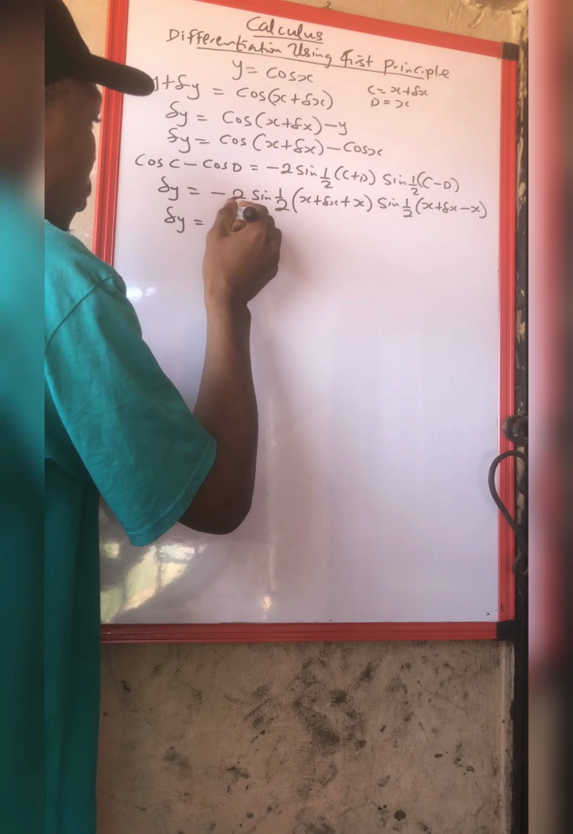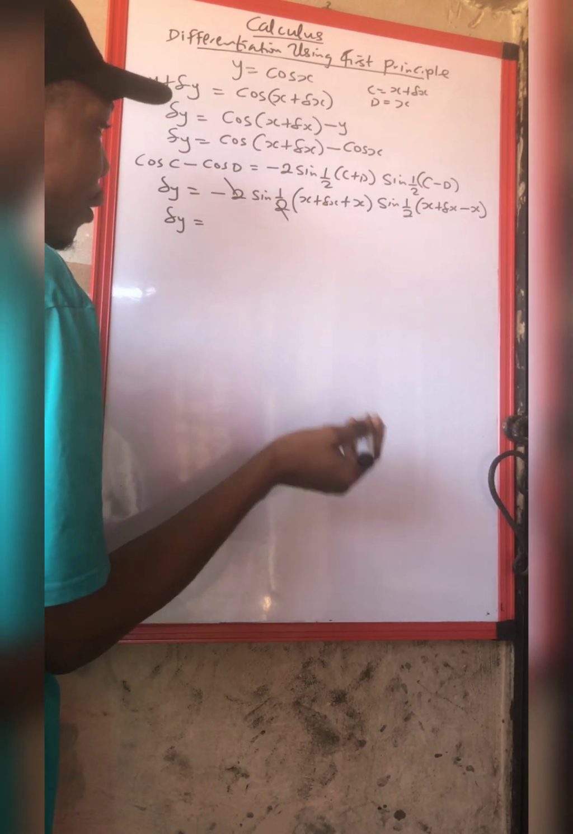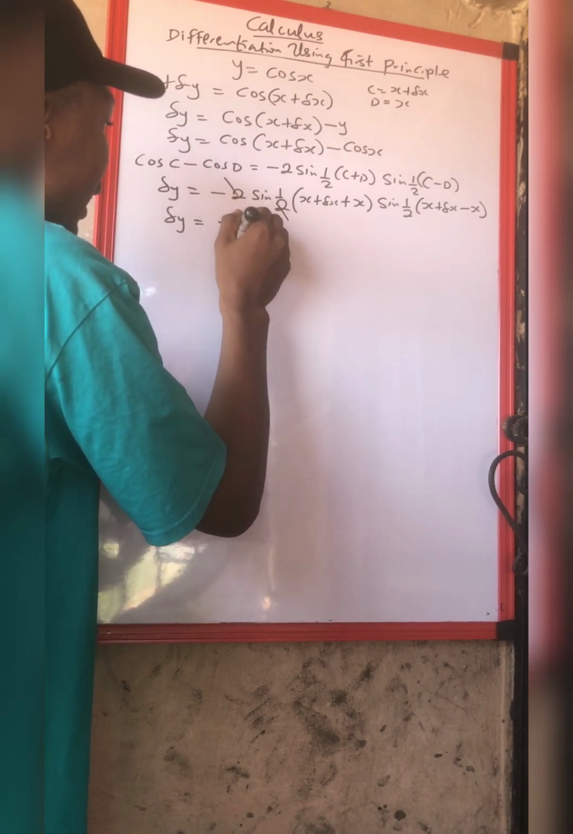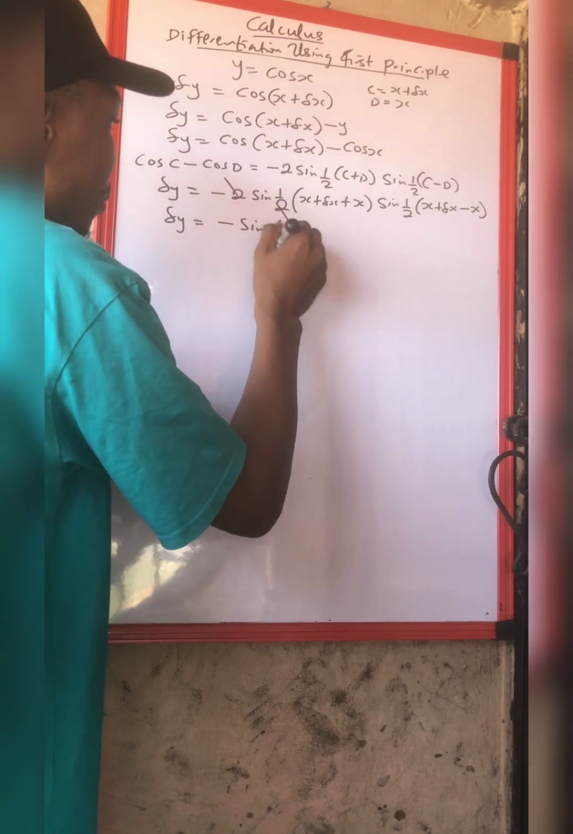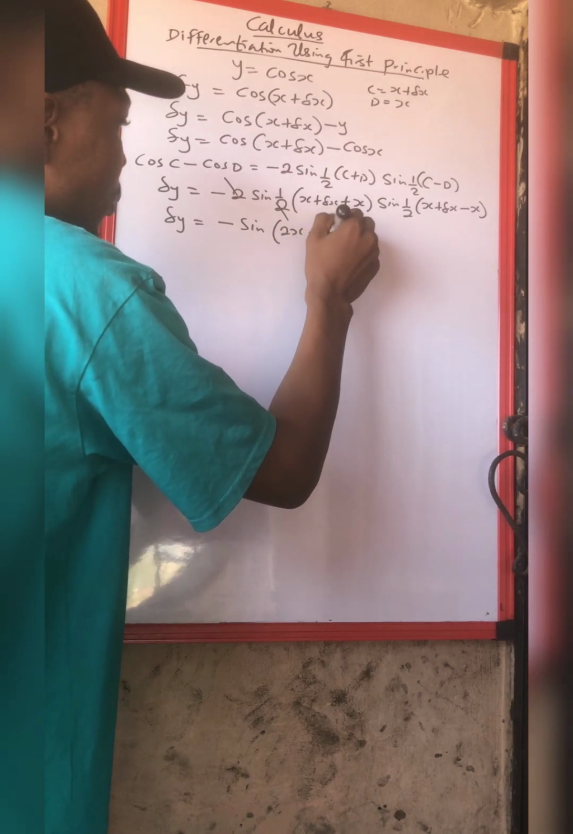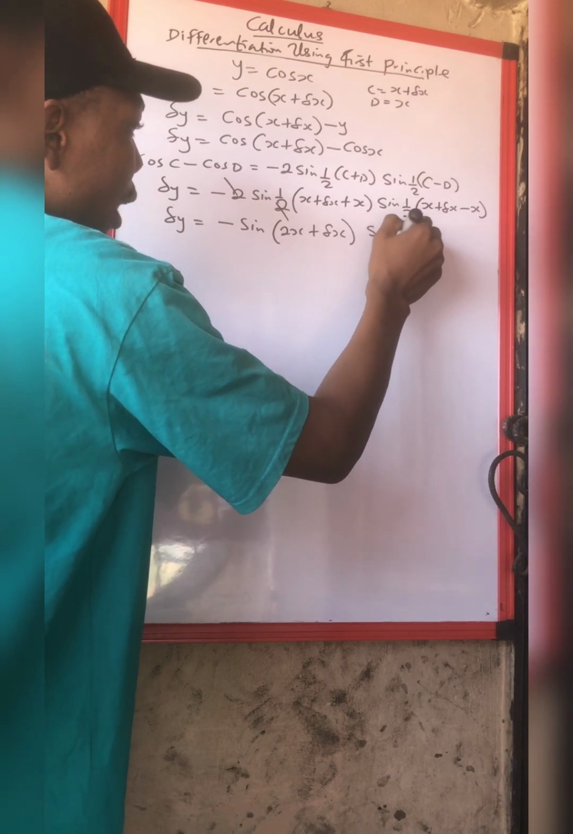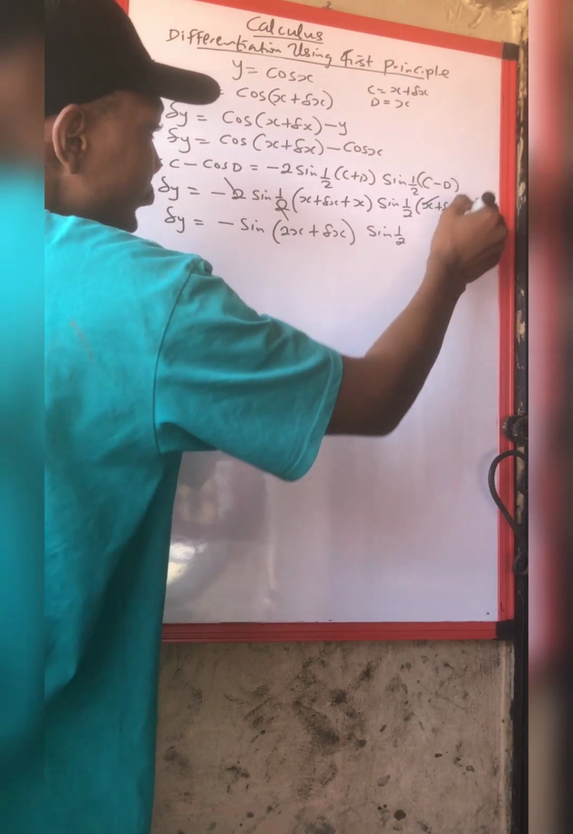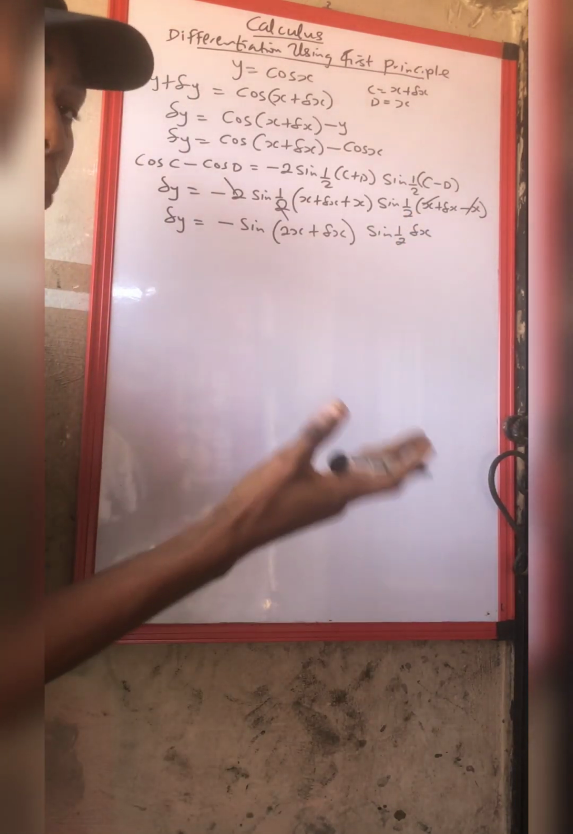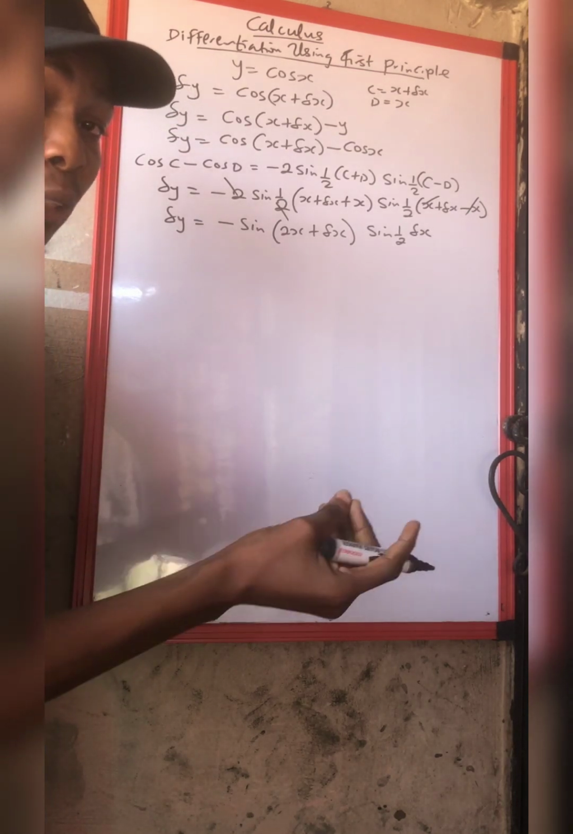So this time we have change in y equals minus 2, or this can cancel out this. No need of beating around the bush. We are left with minus sin of (2x plus change in x), then sin of one over 2 change in x. This can cancel out this, and we are left with change in x. What you now do is divide through by change in x, because you are looking for dy/dx.